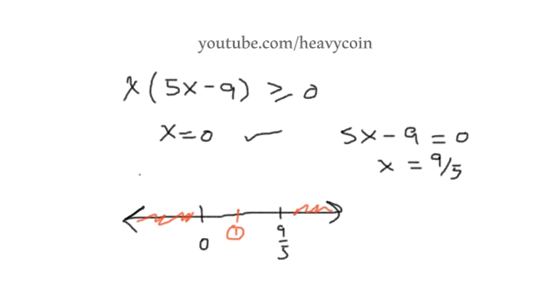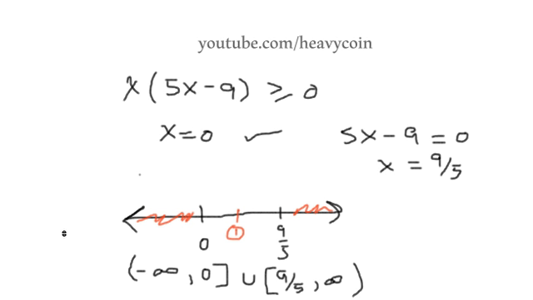All right. And of course we're going to write it like this. Negative infinity up to 0. And now we include 0 here, since it's greater than or equal to, so we include it. And this symbol here means union. We just join both sets together. And of course we include 9/5 to infinity.